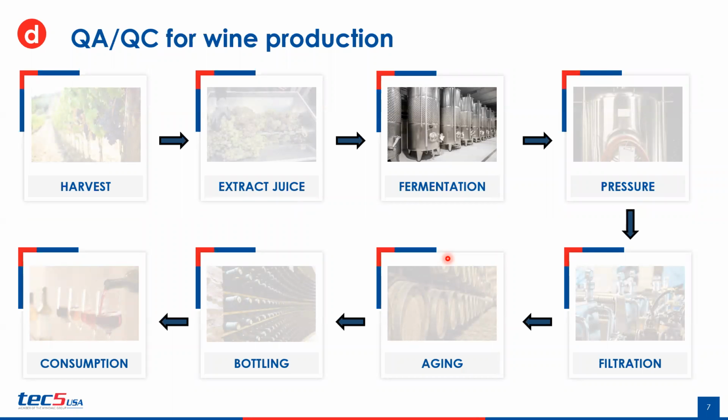So I mentioned earlier the different steps and the different procedures for wine production. Since this is a fermentation presentation, I thought I would focus a little bit more on the fermentation portion of this. There are key parameters to monitor in the fermentation process, and I've just chosen a few to discuss in more detail here.